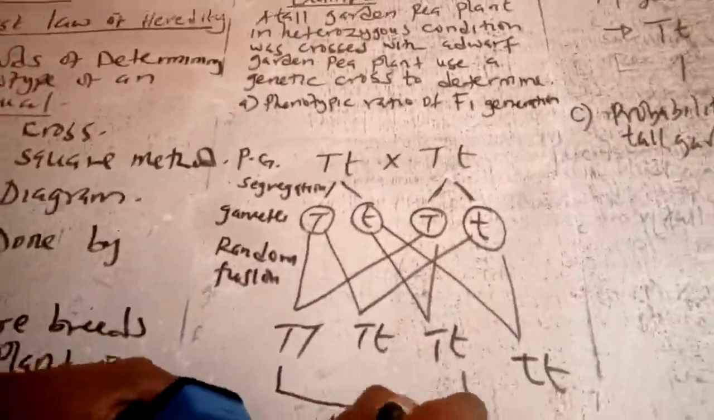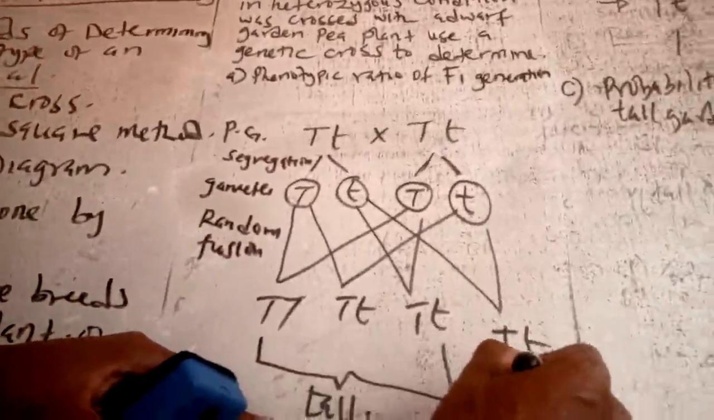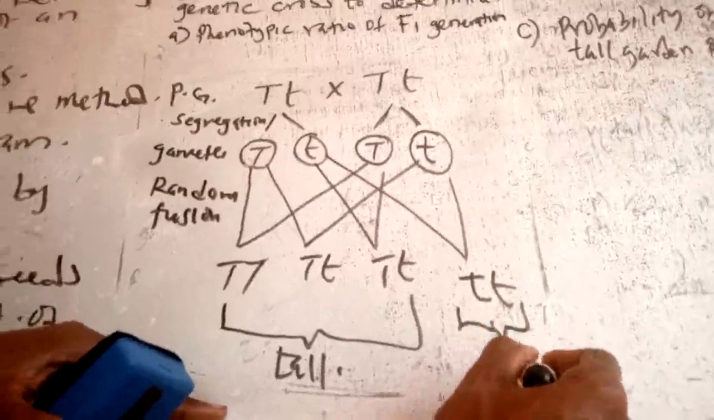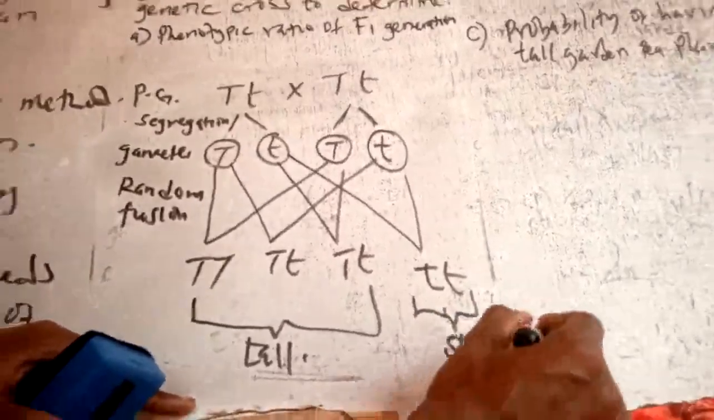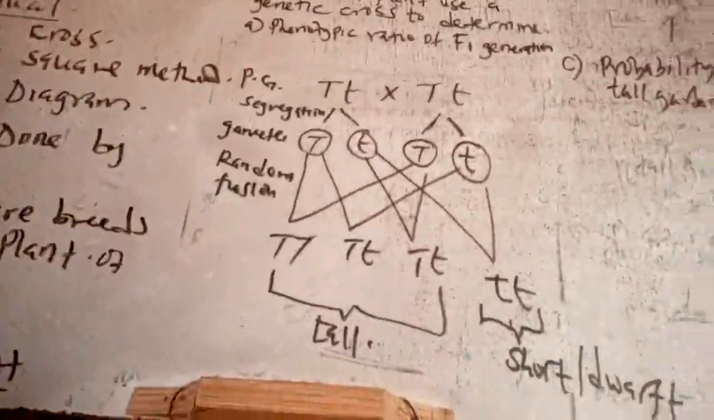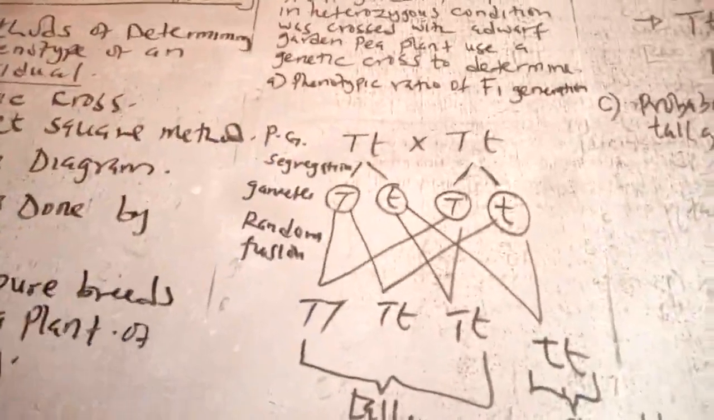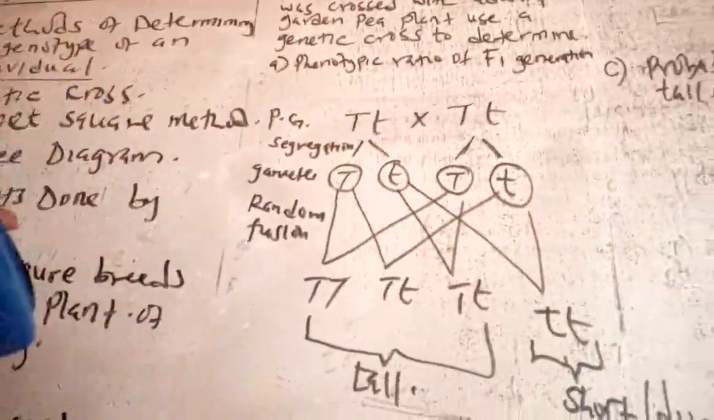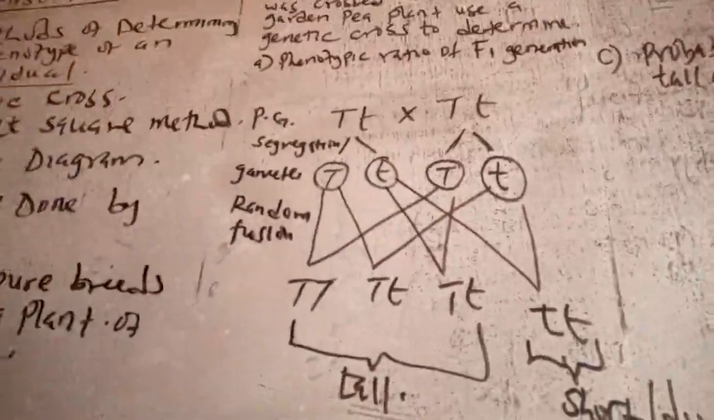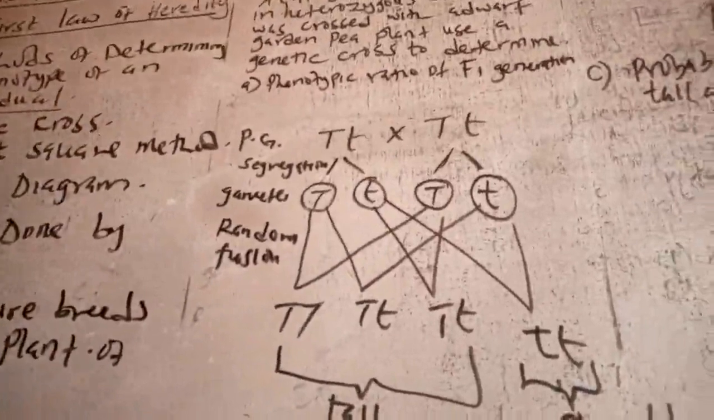These are tall plants, and finally we have another feature here, and this is short, or dwarf. You can talk of dwarf garden pea. And therefore, in the second experiment, he obtained tall varieties versus short or dwarf varieties. And as a result of that, he concluded that it was not pure.